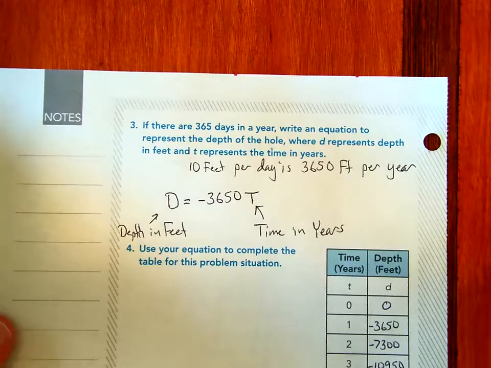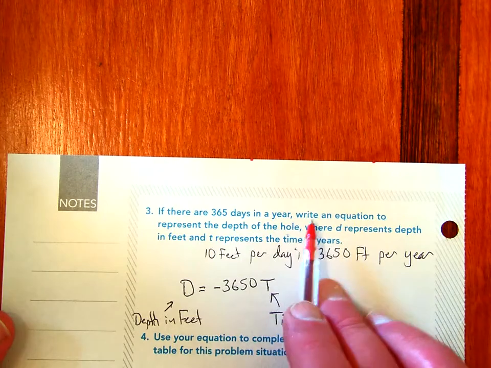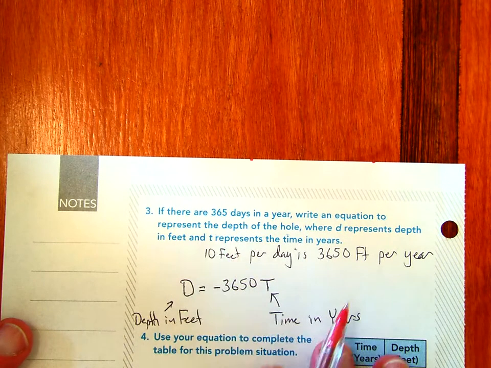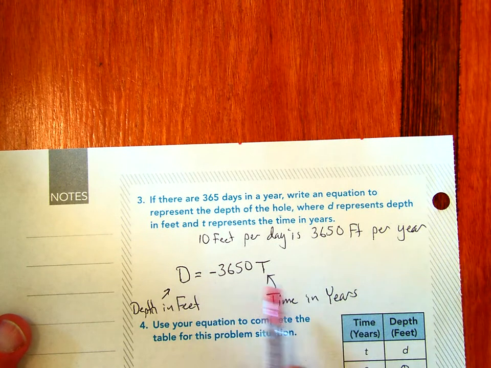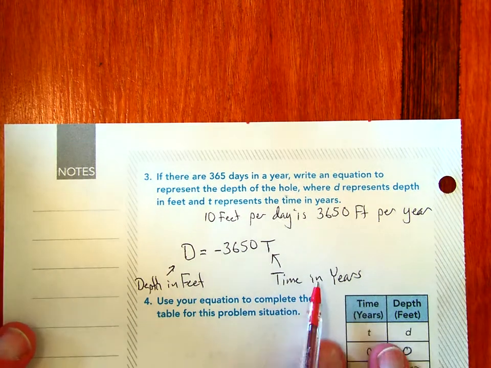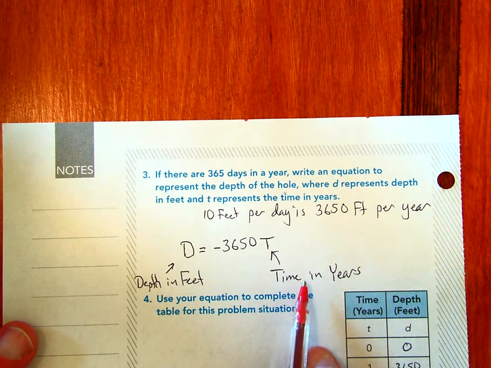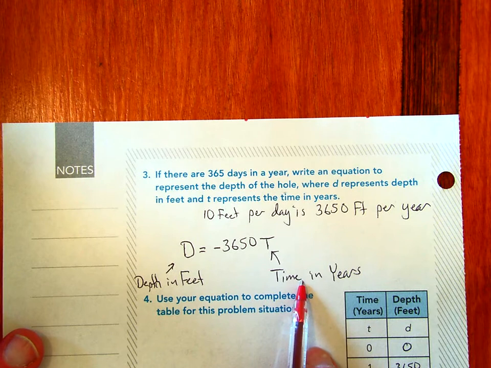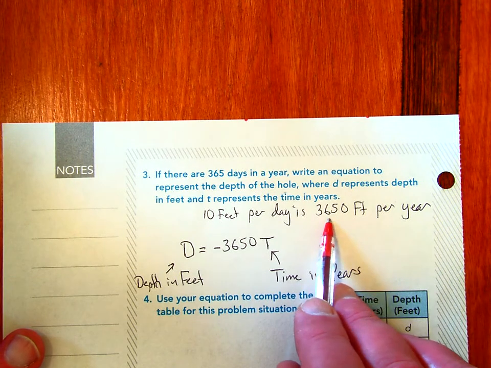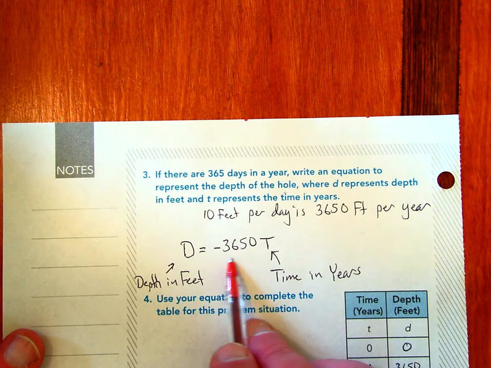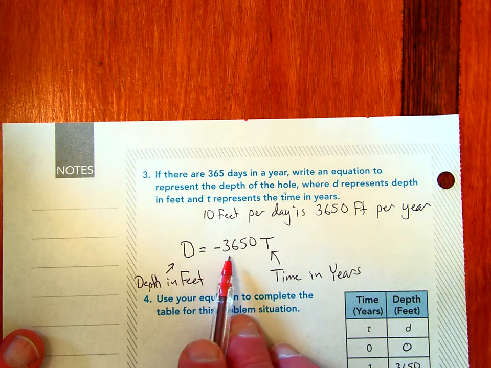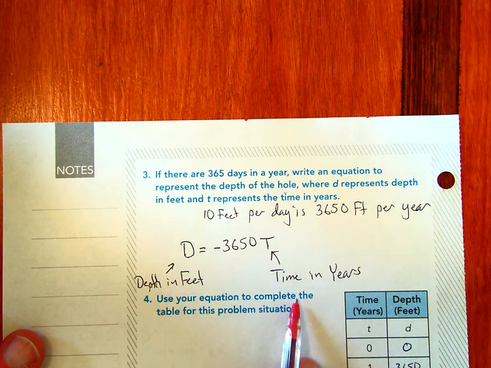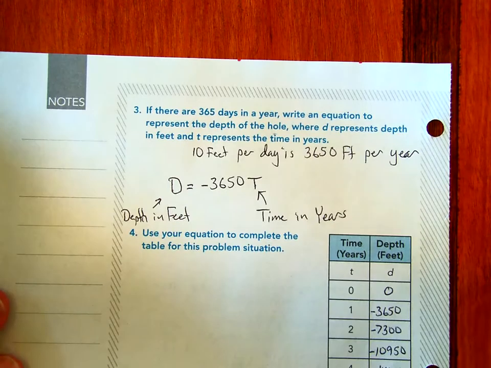Well, there's 365 days in a year. Write an equation to represent the depth of a hole, where D represents the depth in feet and T represents the time in years. Okay, so I've got to change this now. We're no longer doing time in days. If you're going at that rate, 10 feet per day, how deep do you dig in a year? Well, 10 times 365 is 3,650 feet in a year. So your depth in feet is negative 3,650 times T, where time is in years. So if you could maintain that pace for a year, that's how deep you would go.